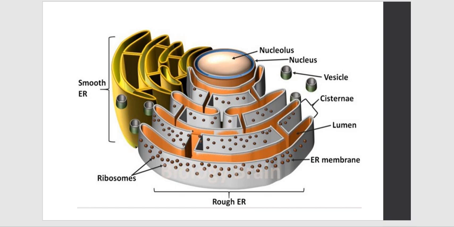This is the structure of a typical endoplasmic reticulum. As we can see here, this is the smooth endoplasmic reticulum because it does not have any ribosomes here, and this is the rough endoplasmic reticulum. The granules which we can see here are the ribosomes, and we can see there is a nucleus around which the endoplasmic reticulum is present.